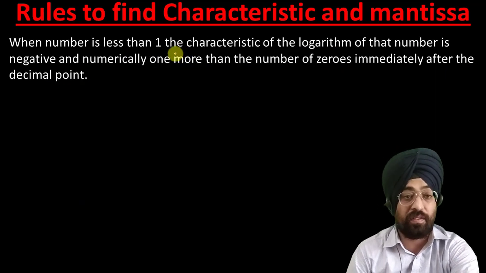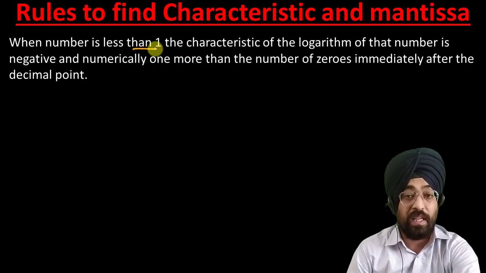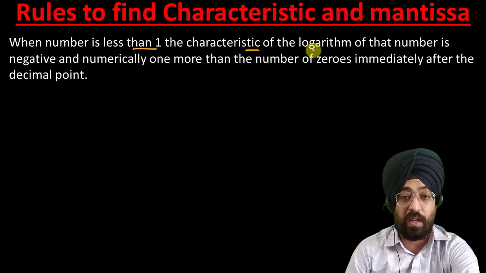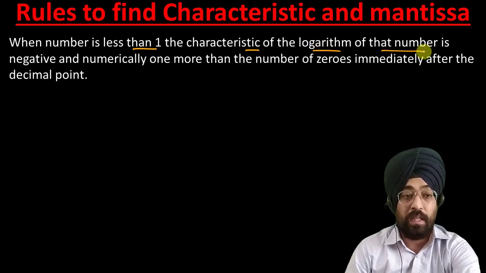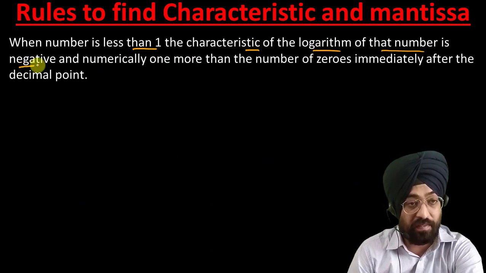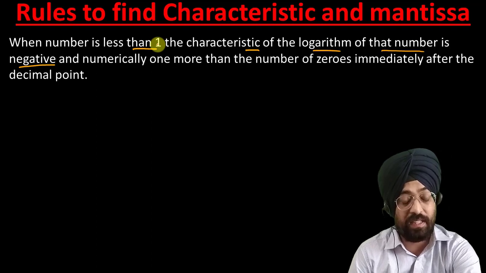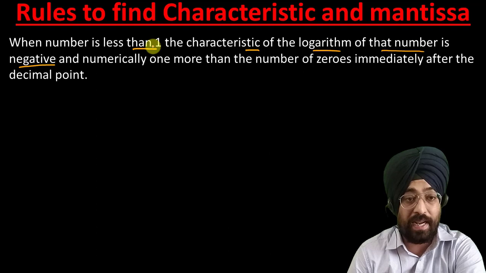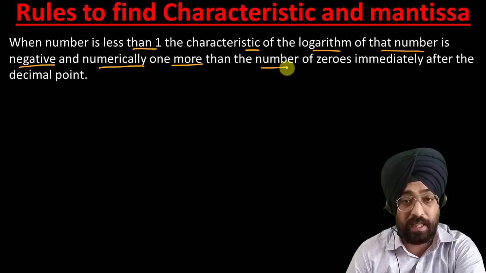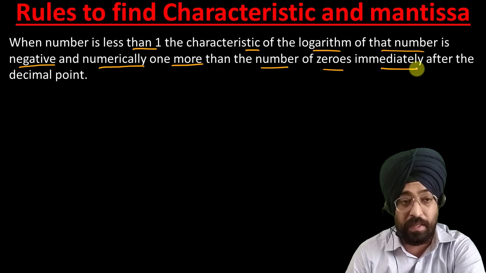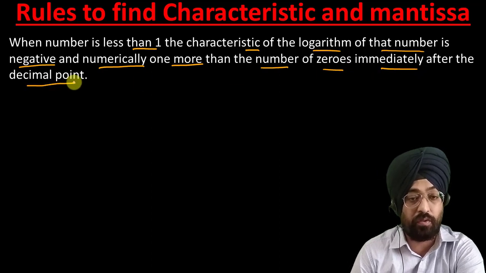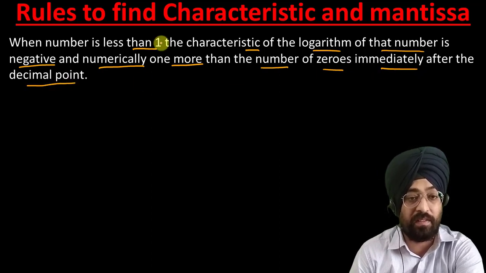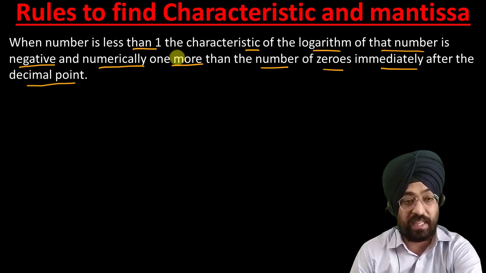Now the second case: if the number is less than 1, then the characteristic of the logarithm of that number is negative. If we have a number less than 1, then its log value has a negative characteristic, and its numerical value will be 1 more than the number of zeros immediately after the decimal point. Generally if the number is less than 1, definitely it will be a fractional number.